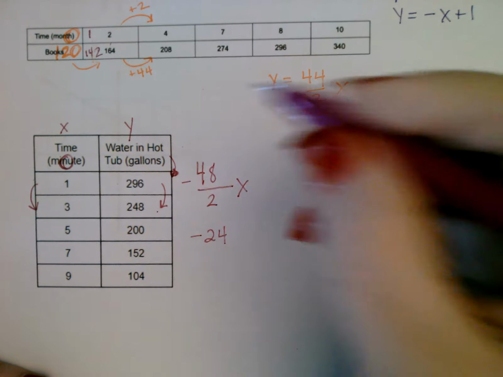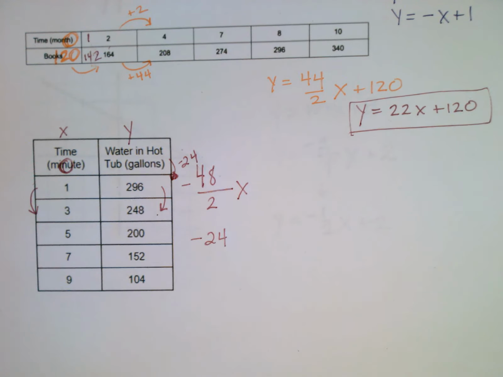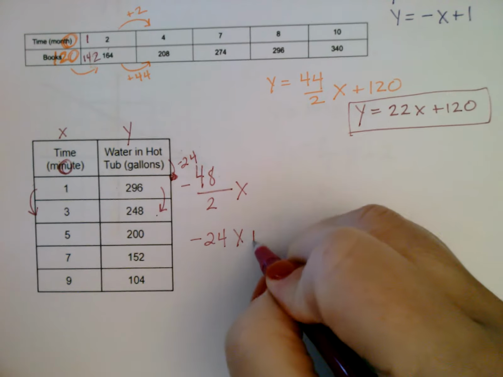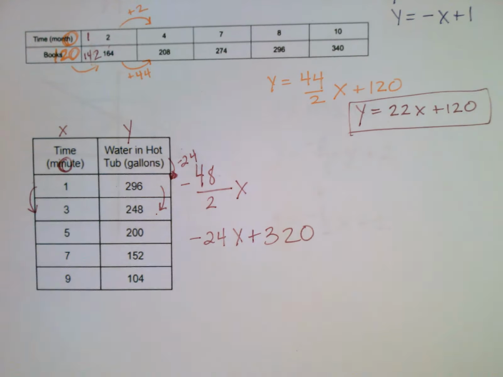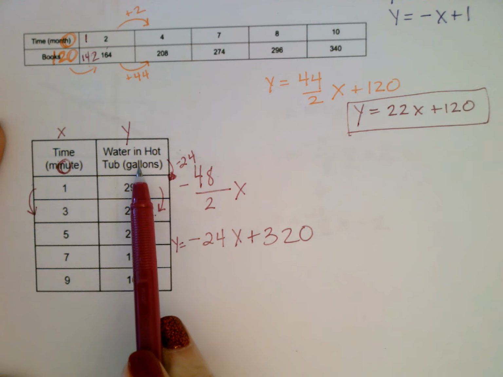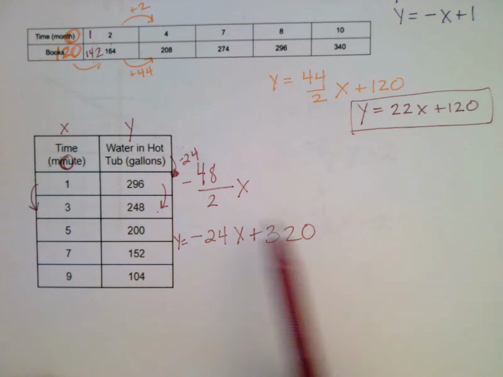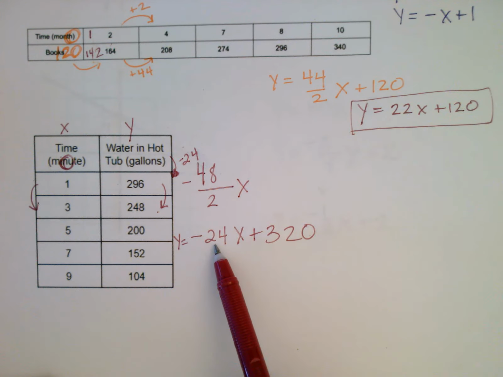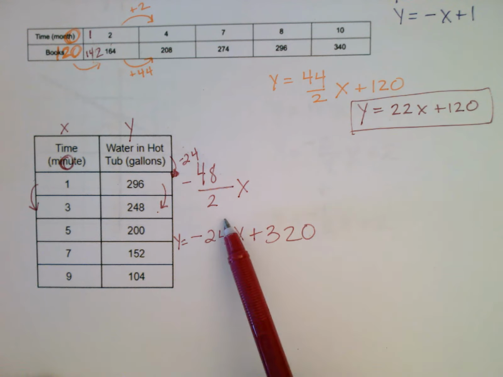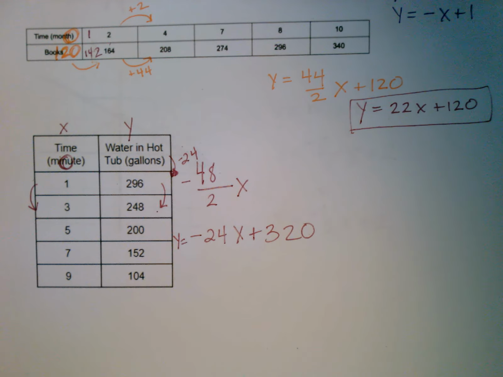So, what number minus 24 would get me to 296? 320. That is telling me I'm starting with a hot water tub full of 320 gallons of water, draining or emptying out at a rate of 24 gallons per minute. It's draining. Pretty soon the tub will be empty.